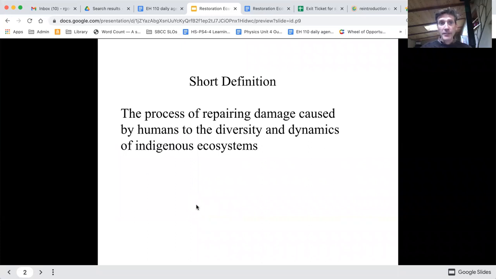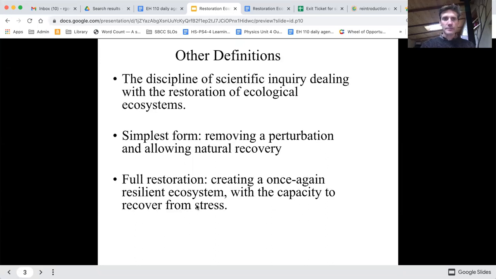So the short definition for ecological restoration is the process of repairing damage caused by humans to the diversity and dynamics of indigenous or native ecosystems. Diversity meaning the number of different plants and animals, and dynamics, how they're interacting with each other and with the abiotic factors like water, etc.